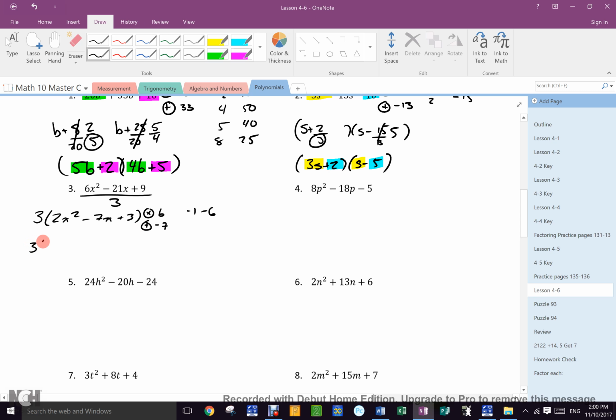So I rewrite it. x minus 1, but it's not 1. It's negative 1 over 2. And x minus 6, but it's not 6. It's negative 6 over 2. And then what do I do with those fractions? Simplify. Does 1/2 simplify? No. So where does the 2 go? To the front. 2x minus 1.